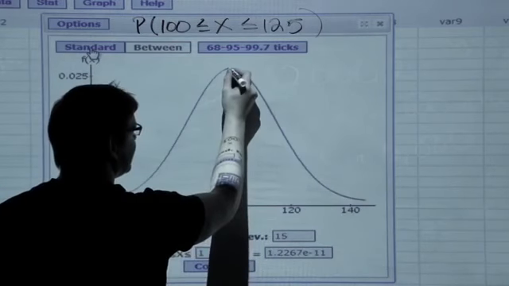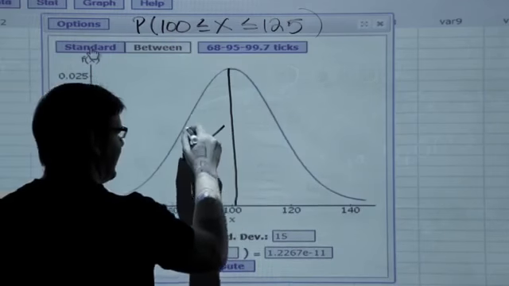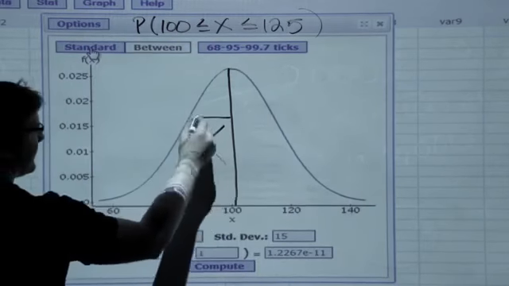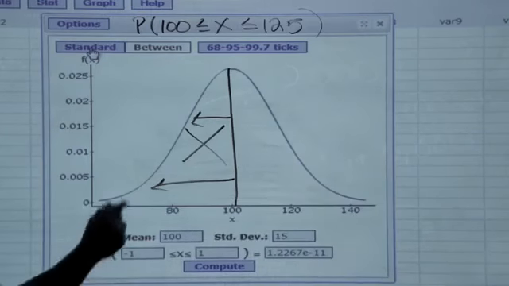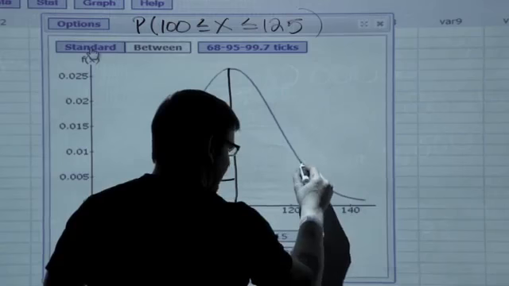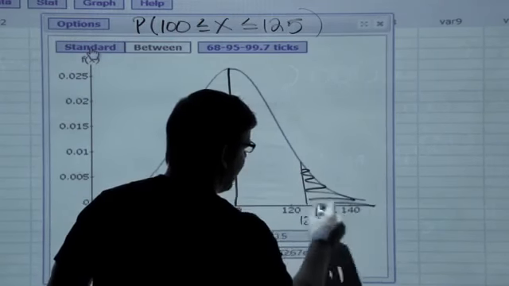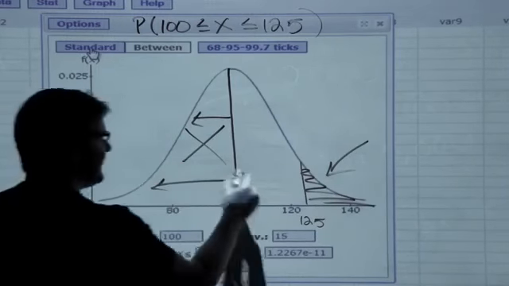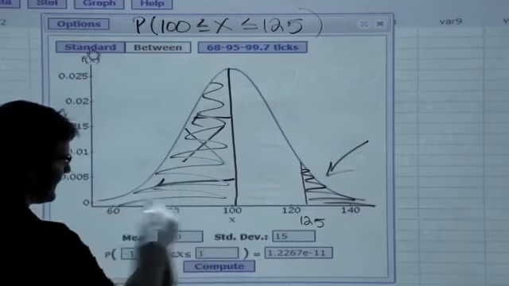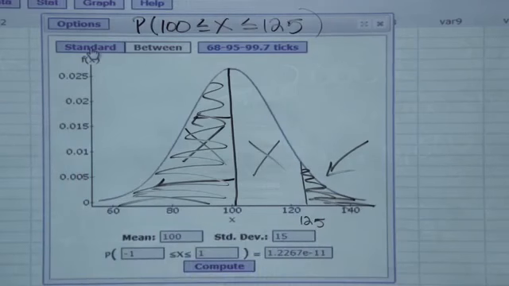So here was the idea. There's 100. If I can find this area here, everything to the left of 100, I can use the less than button. We wanted to go up to 125. 125 is about here. I find all of that area there. And if I take 100% and I subtract off this stuff, and I subtract off this stuff, then I will be left with the little sliver in between. And that was a 3-step process.